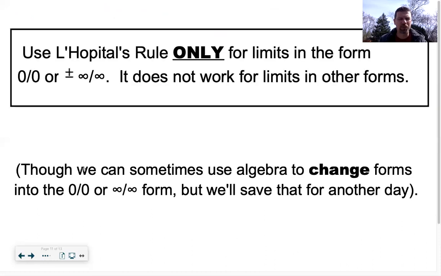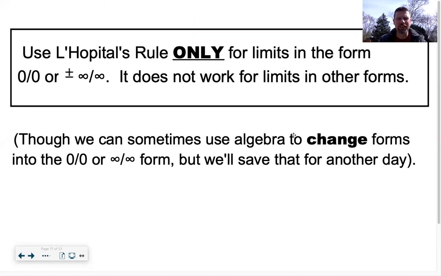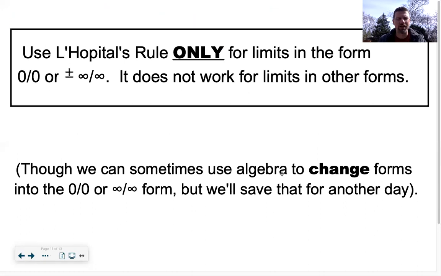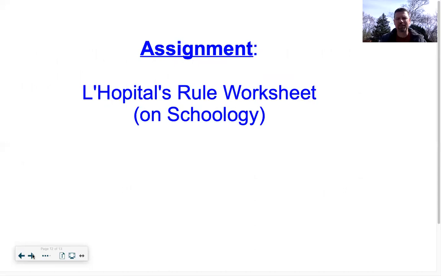There is a side note, though: we can sometimes use algebra to change forms into the 0 over 0 or infinity over infinity form. We'll save that for another day. That's something that we will usually teach when we've got you guys for an entire hour, but we're trying to keep it a little bit more brief. So today we're just focusing on when it's convenient. It's already in the 0 over 0 or infinity over infinity form. That shouldn't be bad for the AP test. I would really doubt they would do anything with L'Hopital's rule other than those 2 forms, especially this year with everything being kind of crazy.